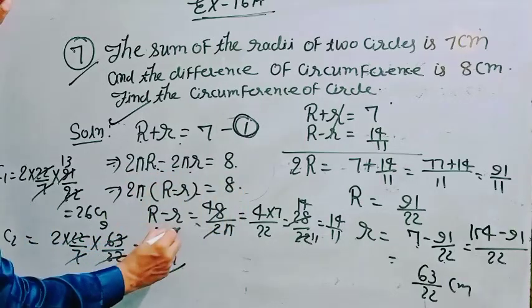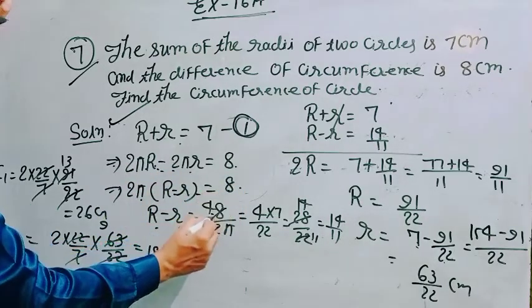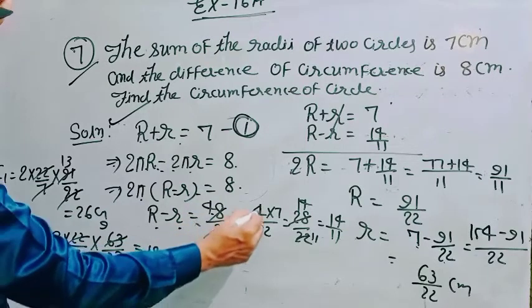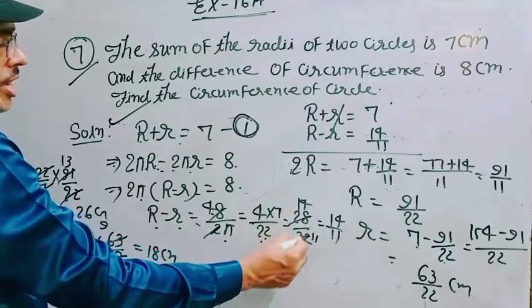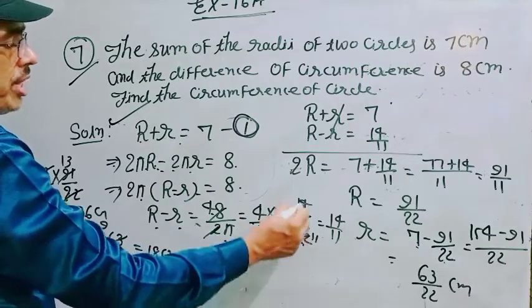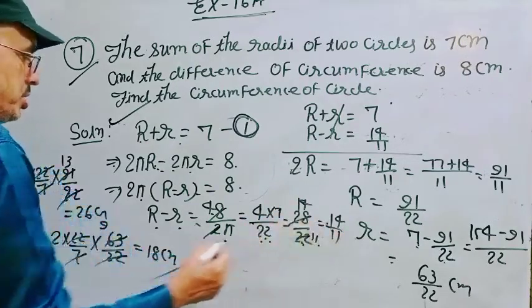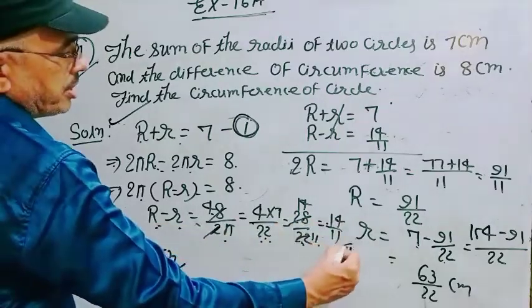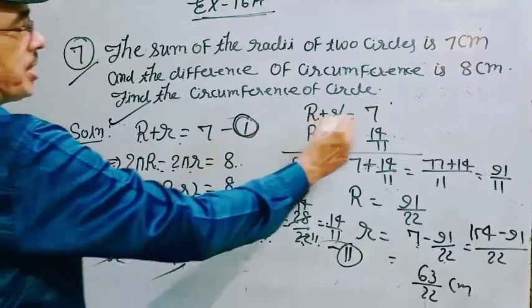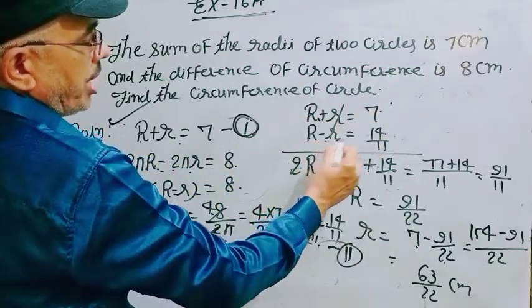So what is R minus r? That is 8 by 2 pi, which is 4 by pi, and this pi is 22 by 7, so it goes here: that is 28 by 22, that is 14 by 11. So R minus r is equal to 14 by 11. It is the second equation. The first equation is R plus r equals 7 and the second equation is R minus r equals 14 by 11.